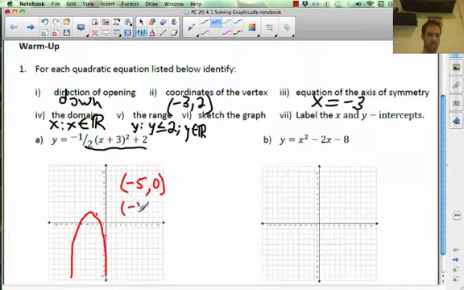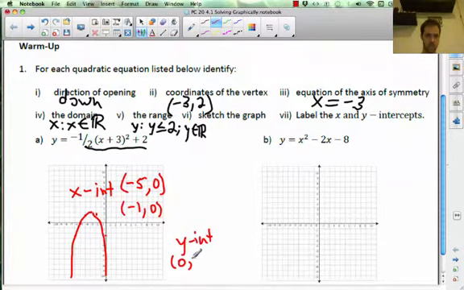So -1 and 0 is the other x-intercept. So both of these. Your y-intercept, we actually did make a point right here on the y-axis, and the x value is always going to be 0 for a y-intercept, and in this case this was -5/2 was the y value, or -2.5.